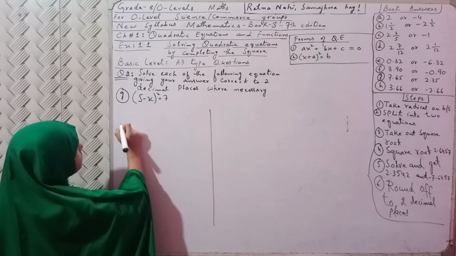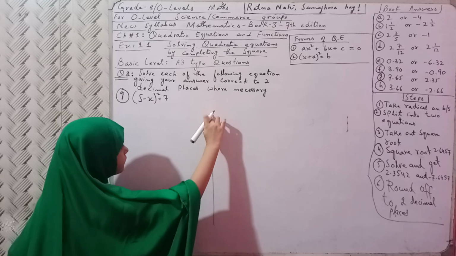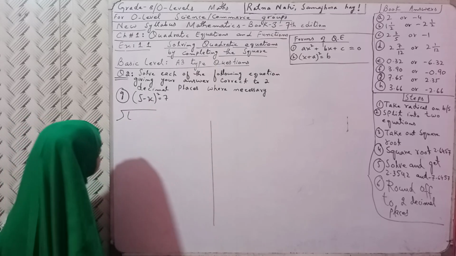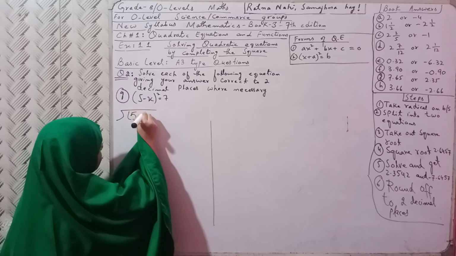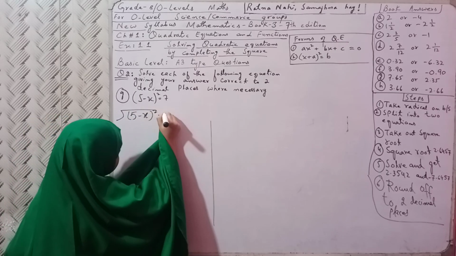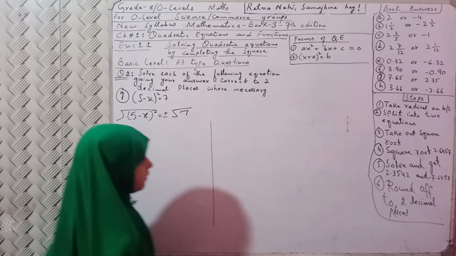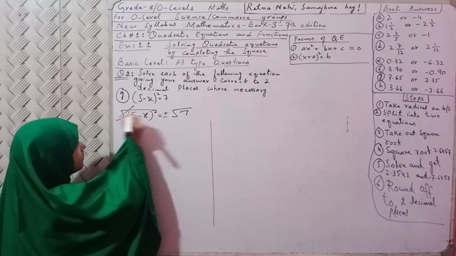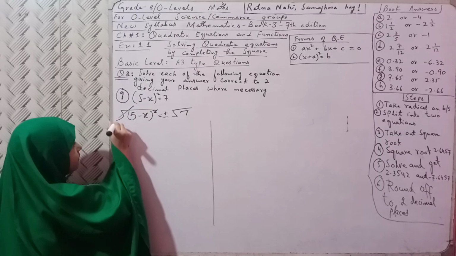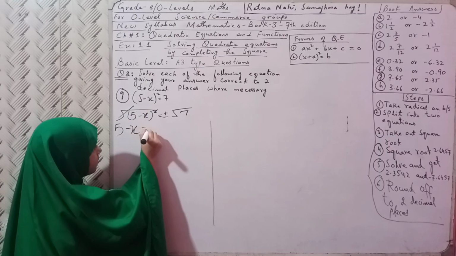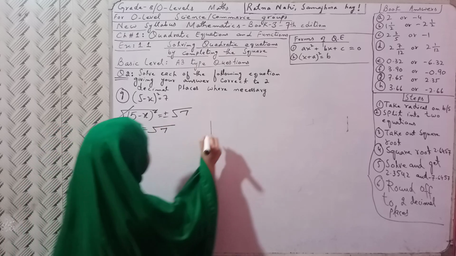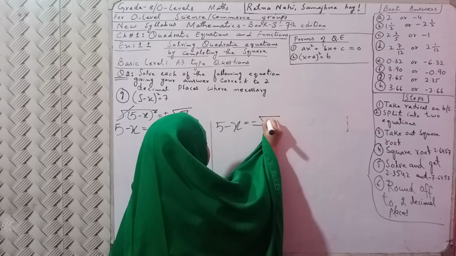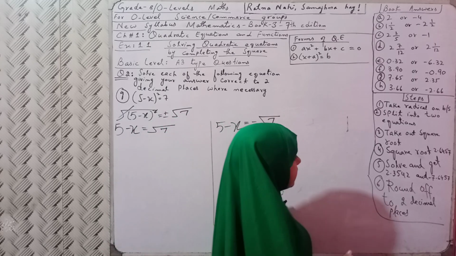Now here will become radical bracket 5 minus x is equal to plus minus radical 7. Then split into two equations. So here this will be cut and cut. So here will come 5 minus x is equal to radical 7, and 5 minus x is equal to minus radical 7. Then take out the square root.